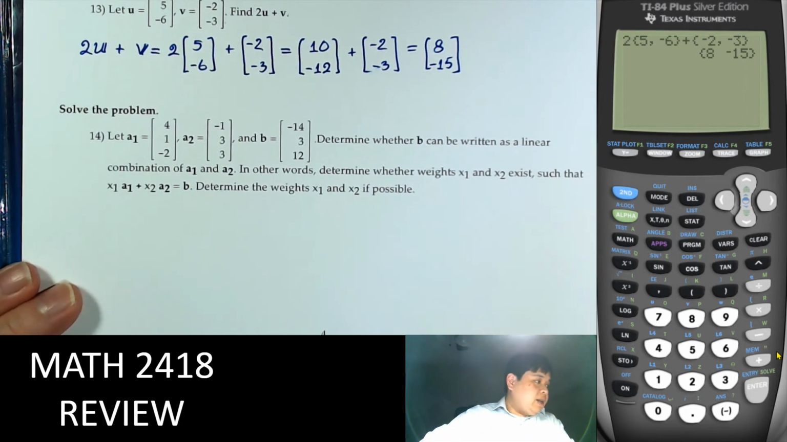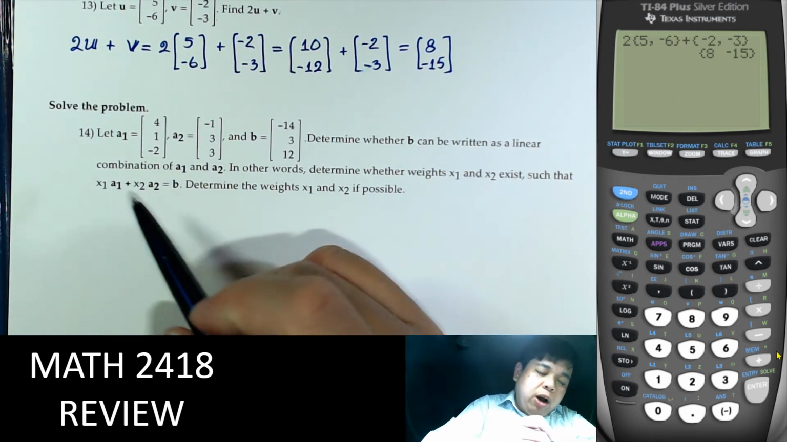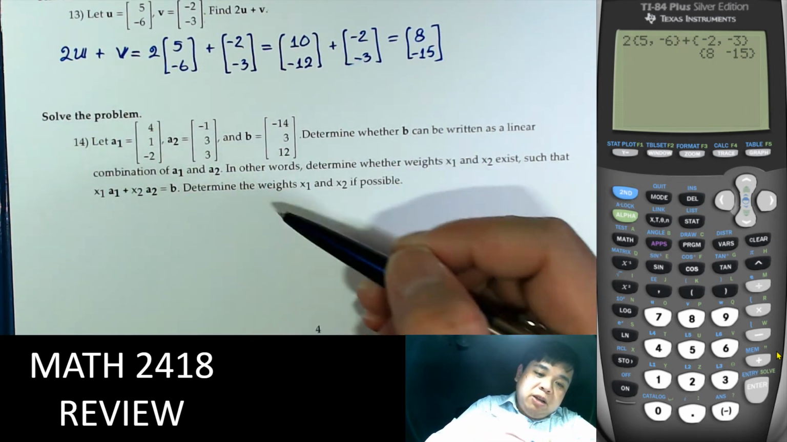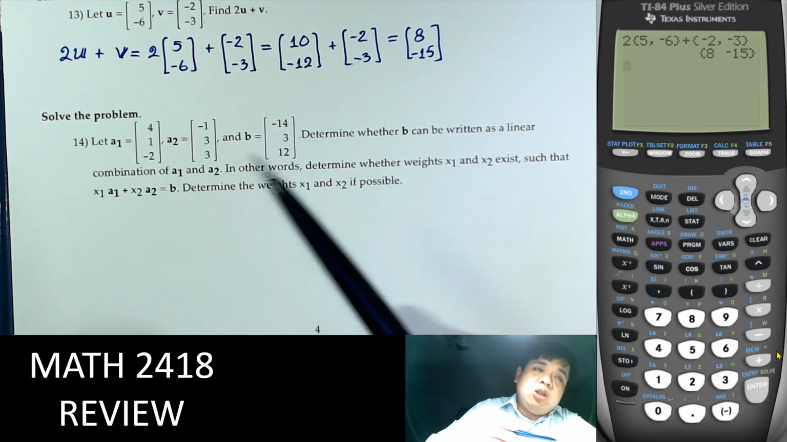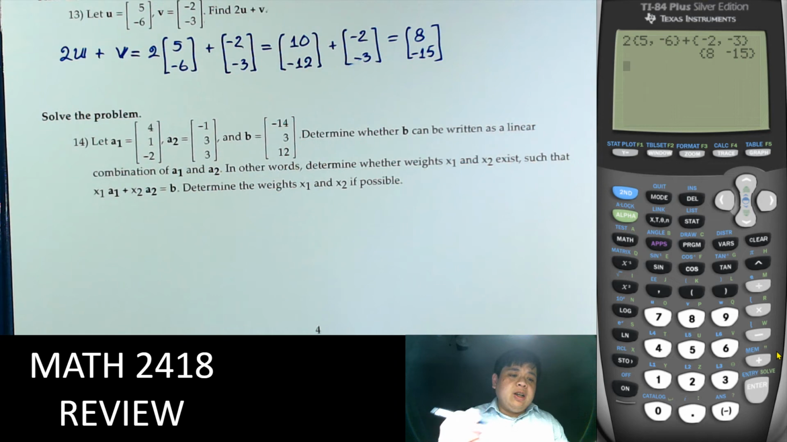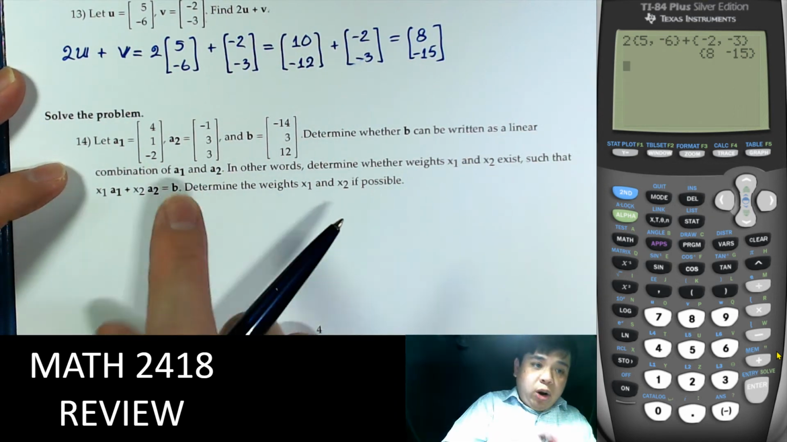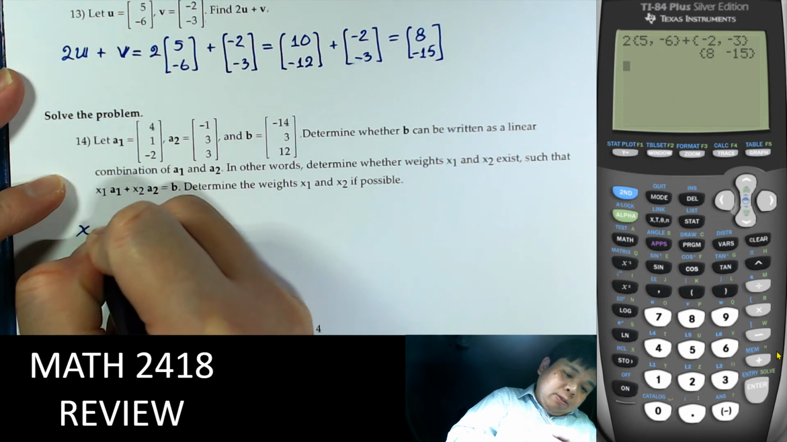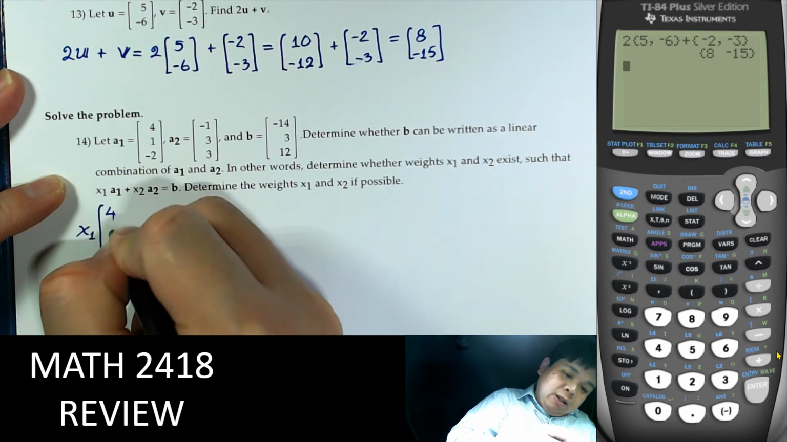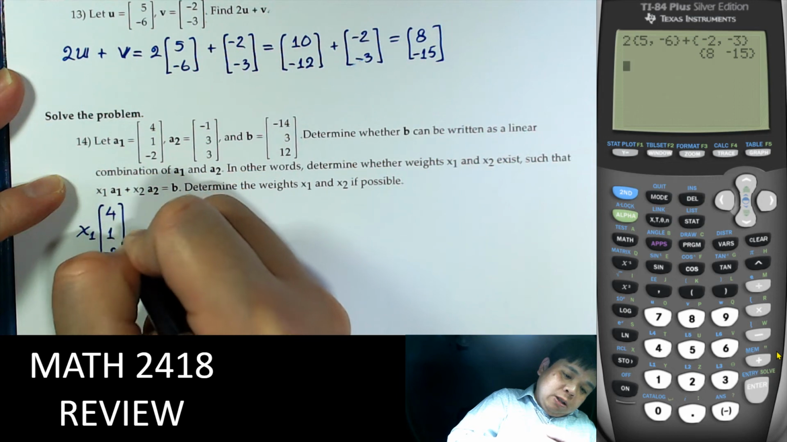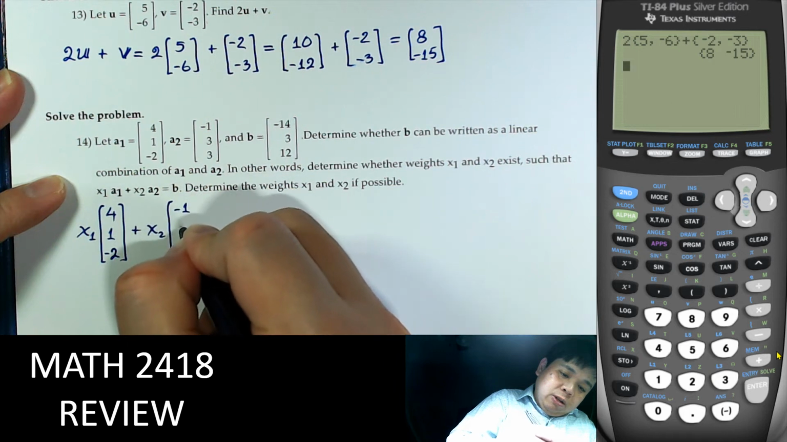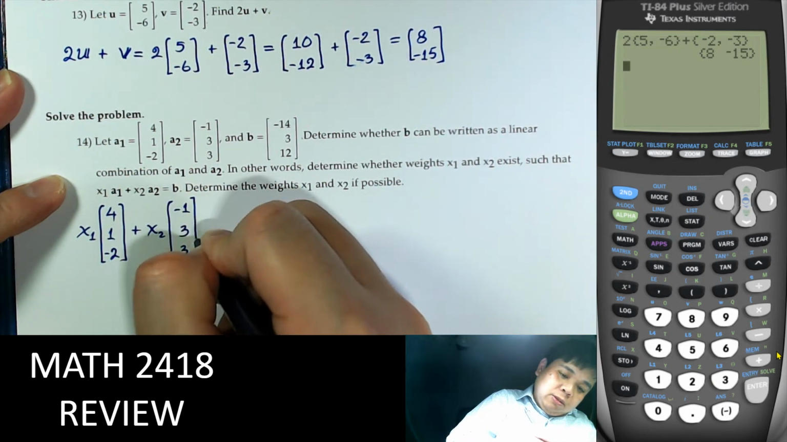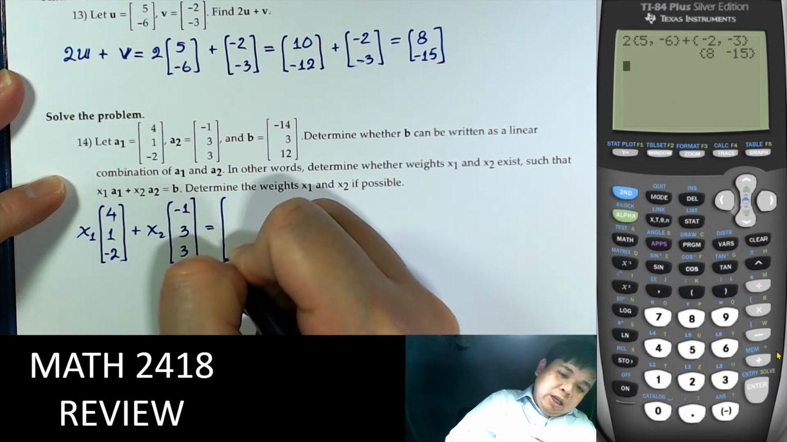Right, next, let A1, A2 be the vectors like that. Determine whether B can be written as a linear combination of A1 and A2. In other words, determine the weights x1, x2, so this solution exists. So first we're going to write this vector equation as x1 times the vector A1 plus x2 times the vector A2 equal to B.